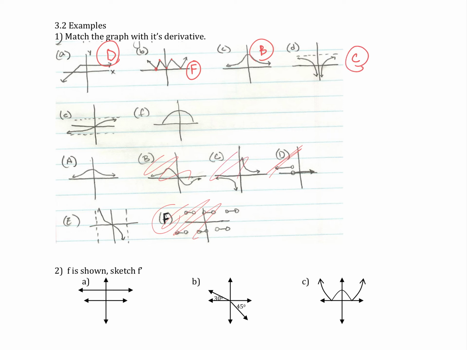All right, so now I've used that one. We've got two left. Over here, take a look at this one. I'm going from positive slopes, really small, to almost like 1. Oh, it can't be this one. It's got to be A.